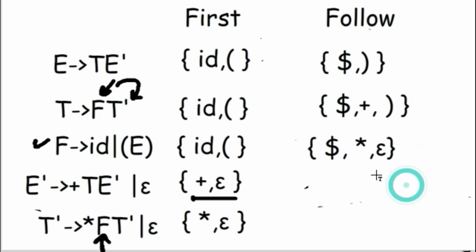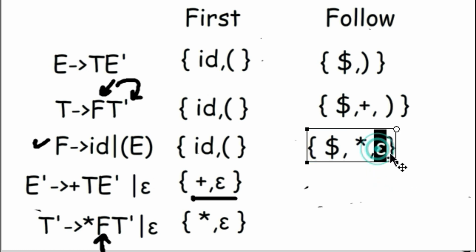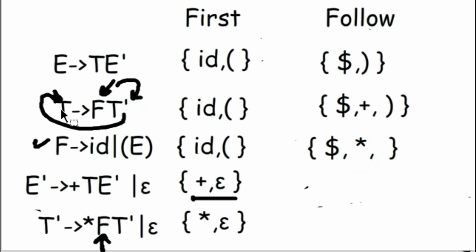So we write star and epsilon, but we cannot write an epsilon in follow. So we will have to remove this epsilon. But where did this epsilon come from? This epsilon came from the first of T dash, and since we cannot write an epsilon with T dash, we can write the star. We wrote the star, and then we will go back from T dash to the first T, and we will have to write the follow of T. What is the follow of T? We can find the follow of T right here, which is dollar, plus and open bracket.